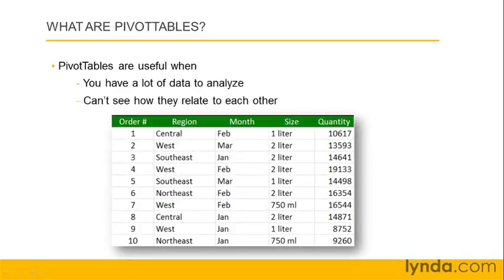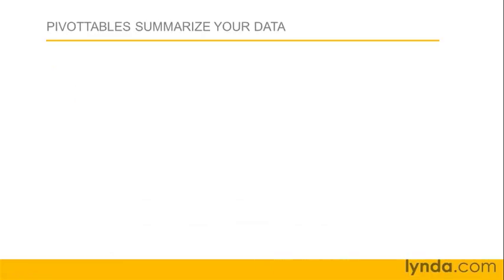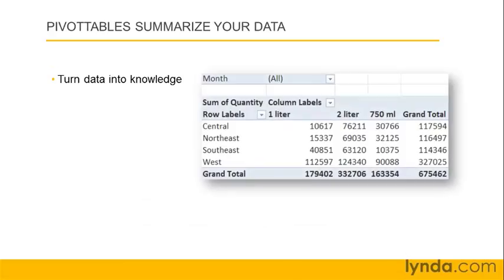Pivot tables are useful when you have a lot of data to analyze and it's not obvious how they relate to each other. In the example here on the screen, we have orders being placed from different regions of the country over different months. We see we have different size bottles being sold, and in each order, we can see how many of these bottles are being sold. If you have thousands and thousands of rows of data like this, it could be hard to make good decisions unless you have them analyzed properly. So pivot tables summarize your data. They turn raw data into useful knowledge that you can do things with.